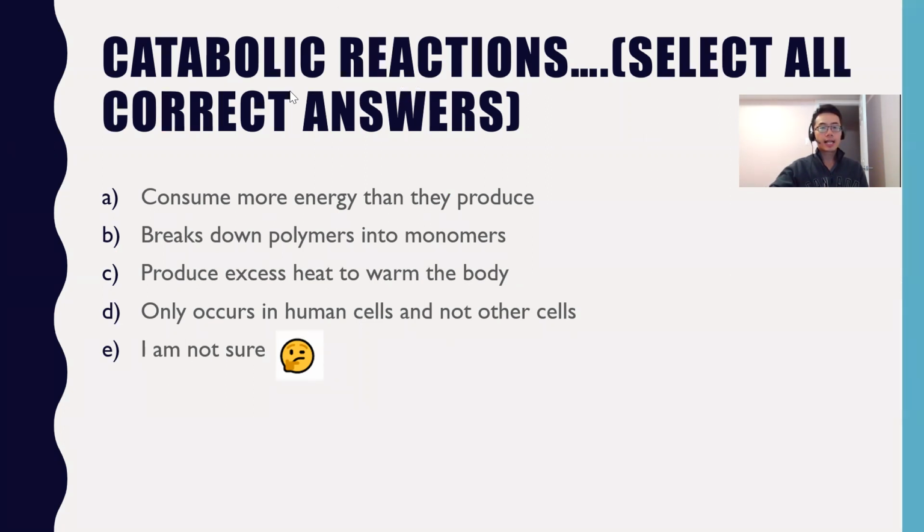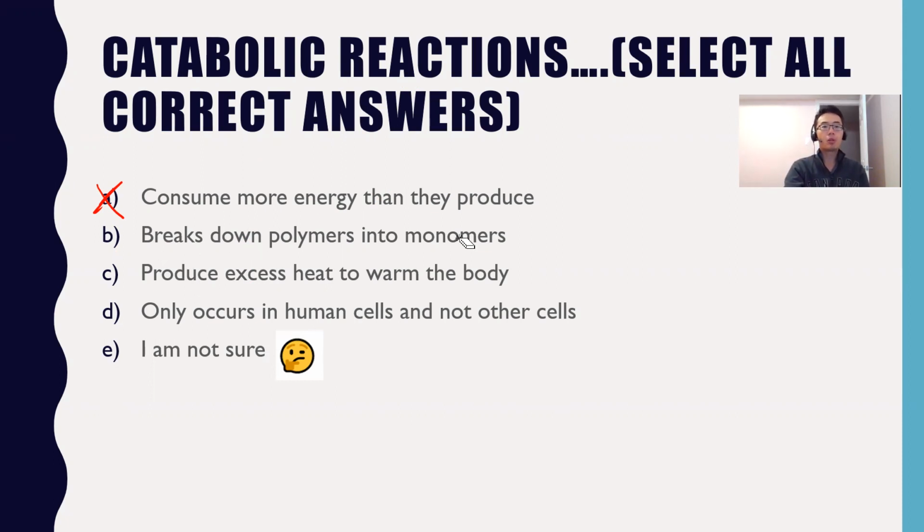Okay, so let's see, this is catabolic reaction. That means breaking things down into smaller pieces, is the stuff that is on the left side of the diagram we labeled earlier. So does it consume more energy than they produce? No, it doesn't. It has to produce more energy than it consumes because we need to get those energy, right? And trap it in ATP.